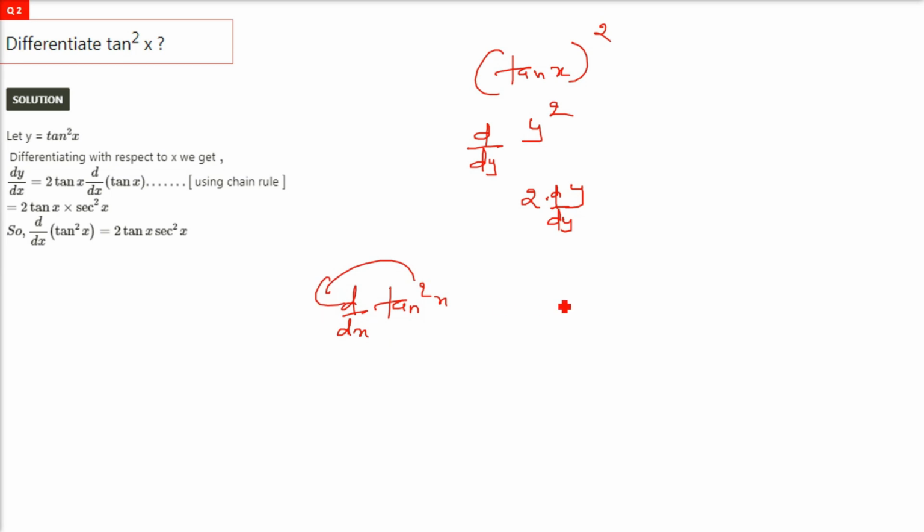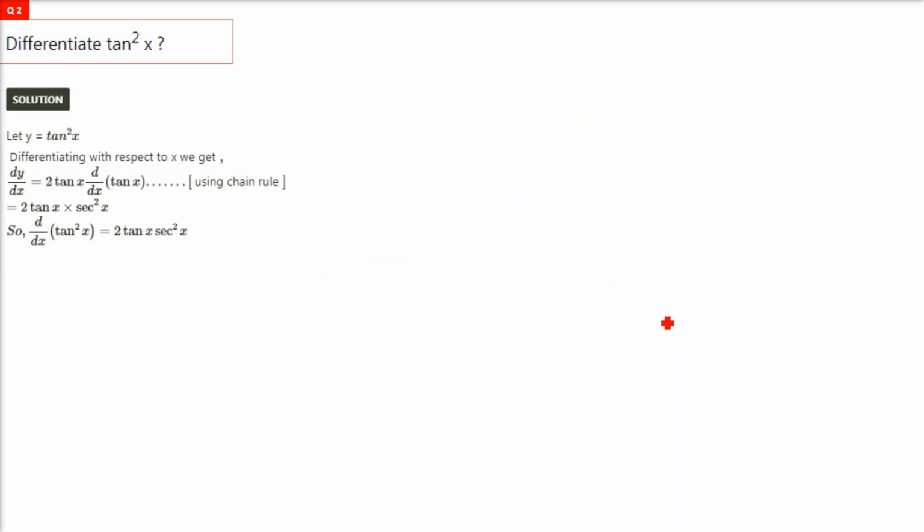So d by dx of tan square x is 2 into tan x. Now you have to differentiate tan x also. That is chain rule. So now 2 tan x, and again differentiation of tan x is sec square x. So sec square x, and this is going to be 2 tan x sec square x. Okay. So this is how it is done.